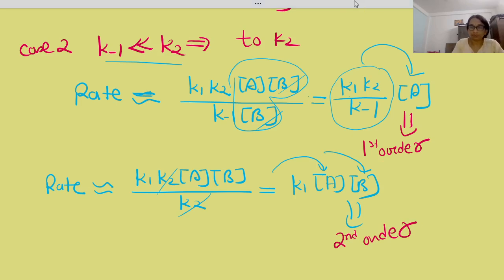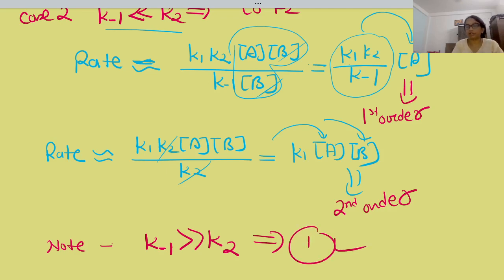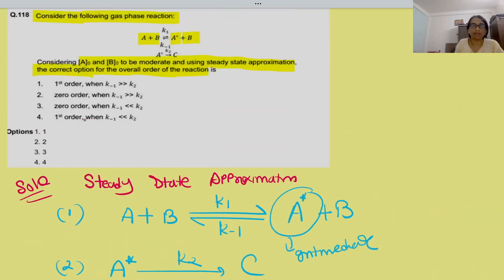Now we can match our answer with the options. Note here that option 1 is correct for K minus 1 greater than K2. According to this, option number 1 is the correct answer. First order, not zero order, since there is no zero order reaction here, and the first order condition is this, so option number 1 is the right answer.